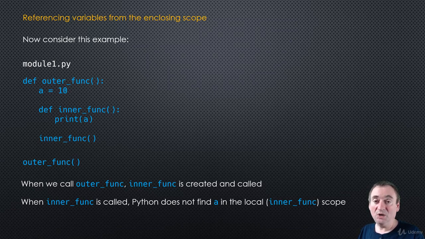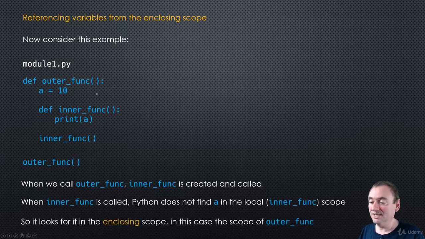So Python says, okay, I've got to go look for it. And it's going to start looking in the enclosing scopes. In this case, it's first going to look at outer func's scope, right? So it looks for it in there and finds it. So it's going to use that one. It's going to say, okay, I got it. If it didn't find it there, it would go and look in the global, right, scope.